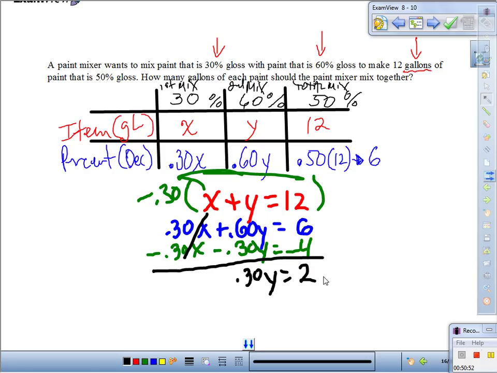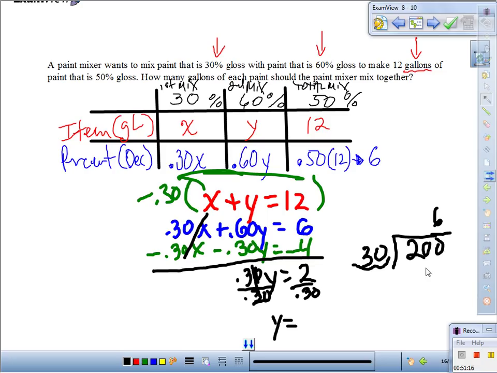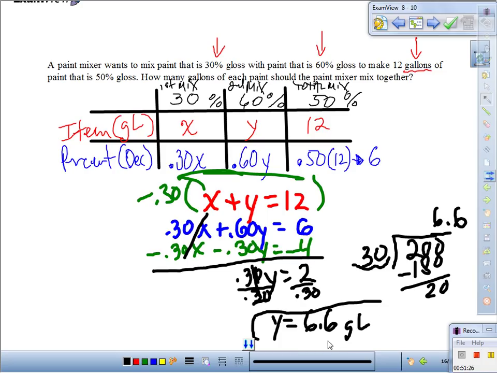Are we there so far? All right. So from there, divide by 0.30, divide by 0.30. Y equals 2 divided by 0.30. Move this twice, add 2 zeros. So this is 6, is that correct? 180, 20, and it repeats. So this is 6.6 gallons.